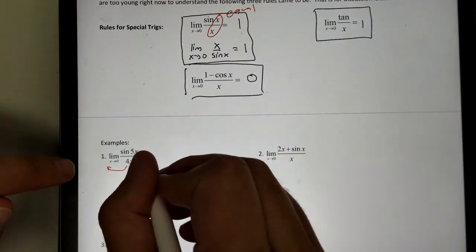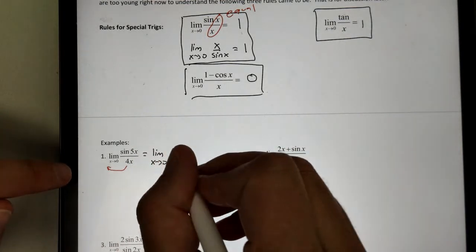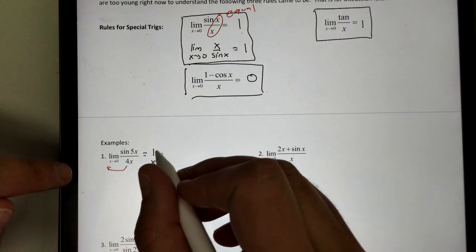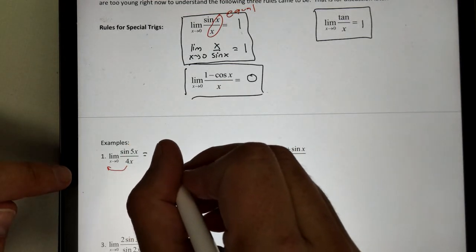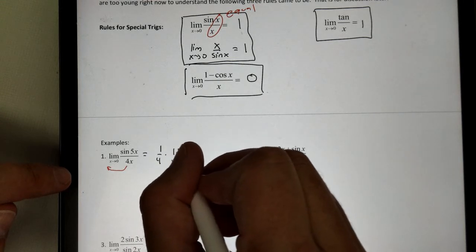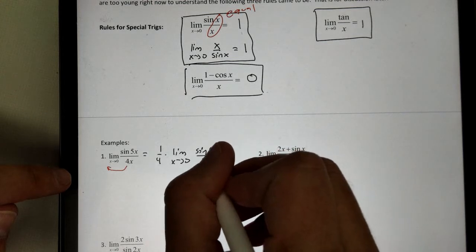And I'm going to now rewrite this as the limit as x approaches 0. You know what? I'm going to put it in the front there. Sorry, I meant to put that in the front. So we're going to get this 1/4 times the limit as x approaches 0 of sine of 5x over x.